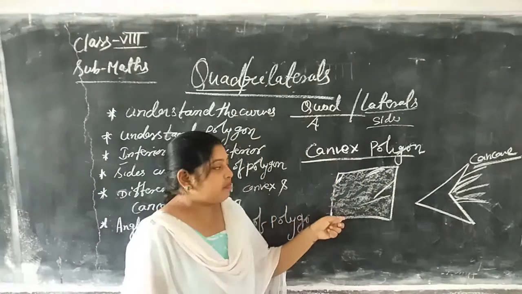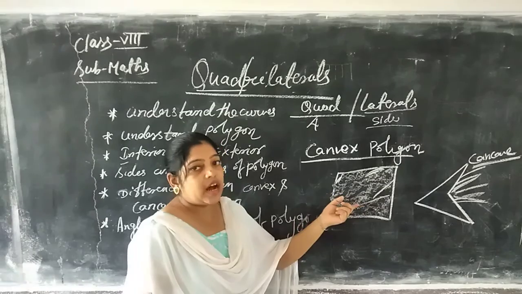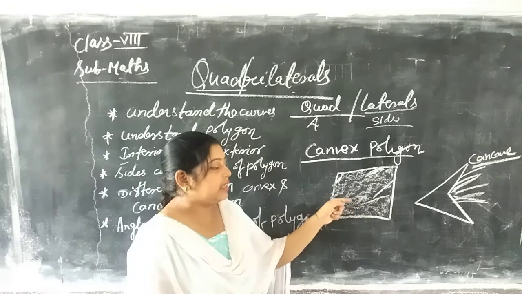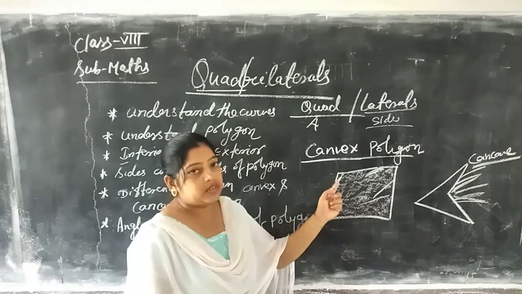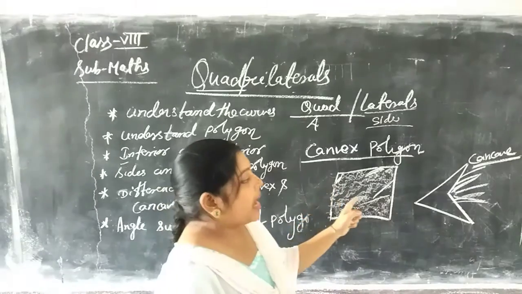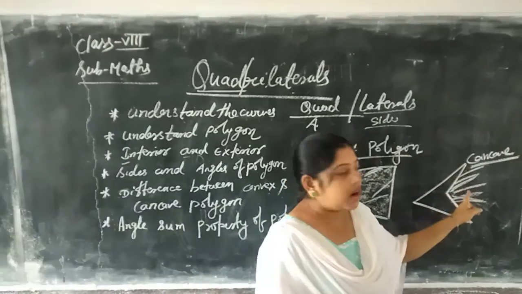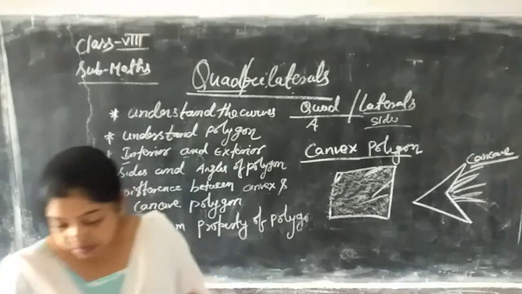This figure is made up of four line segments. So where the line segment lies in the interior part of the figure, it is called convex, and where it goes to the exterior part, it is called a concave polygon.